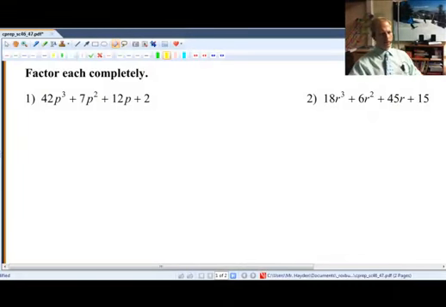Tonight I'm going to solve some of the problems that you might expect to see on tomorrow's quiz on factoring higher order polynomial expressions and solving higher order polynomial equations by factoring.